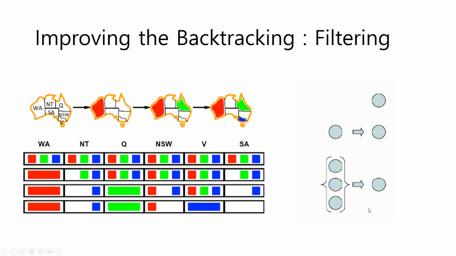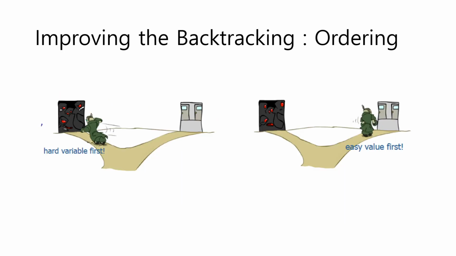Another idea for improving backtracking is ordering the variables or values. By choosing the variable with the most constraints, we can find failure faster than without ordering. Opposite to choosing the variable, choosing the least constraining value makes the solution easier at the next step.